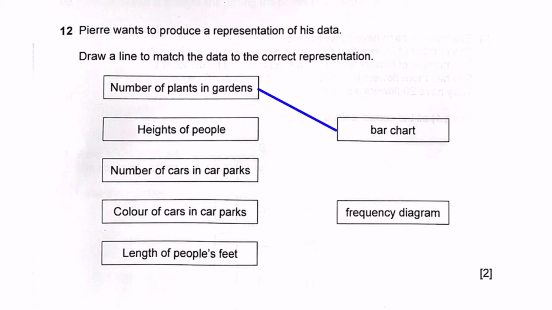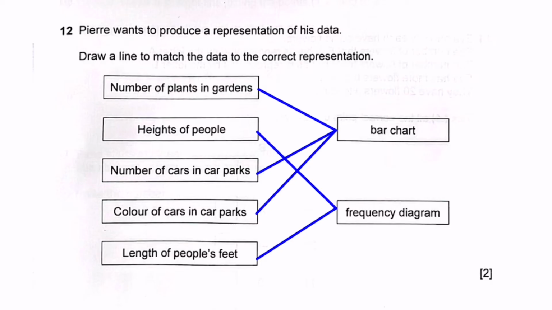For frequency diagram, that'll be continuous data. Now for heights of people, this is continuous data because it can take any value. So it is a frequency diagram. Number of cars in car parks, this is discrete data, so we put it in bar chart. Color of cars in car parks, this is also discrete data, so you put that as well in bar chart. And length of people's feet, this one can take any value, so it's continuous, and we can put that in frequency diagram. That's the answer.